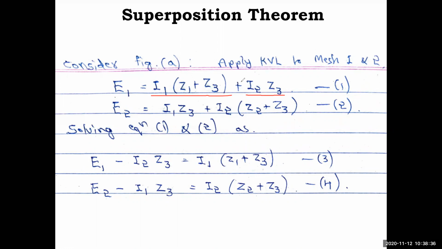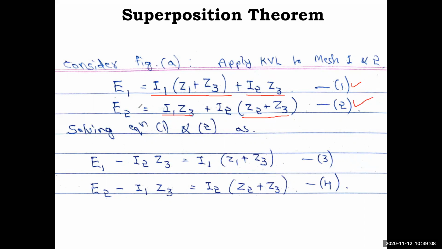In case I had taken both clockwise, this I2 is mutual, so a minus sign should come. Similarly, for the second mesh, E2 is equal to I1 Z3 plus I2 Z2 plus Z3. This is the self term and this is the mutual term. Again the minus sign is not there because we have followed the opposite convention. Make these equation numbers 1 and 2, because when proving, you need to write the important equations with names.